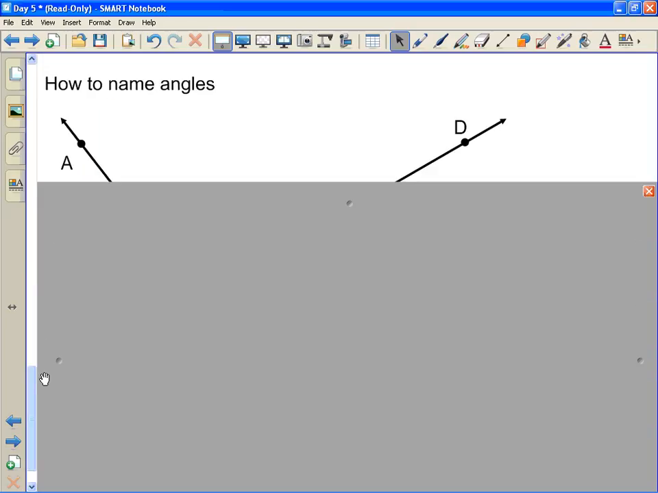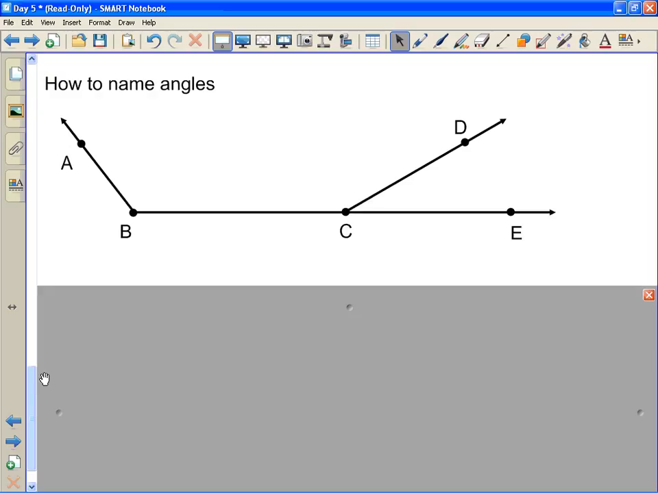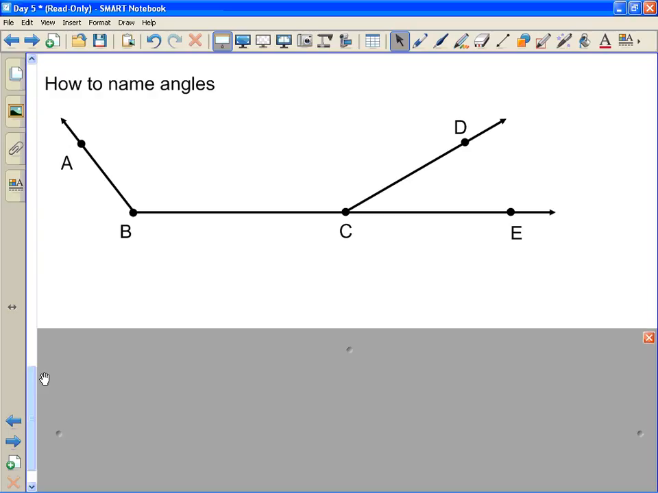Okay, next, we're going to look at how we name angles. So there's two ways to name angles. There's one that works every time. You can always use 3 letters to name an angle.